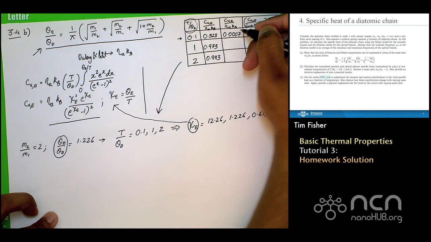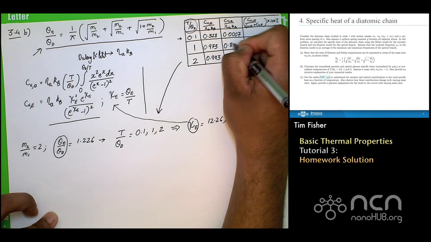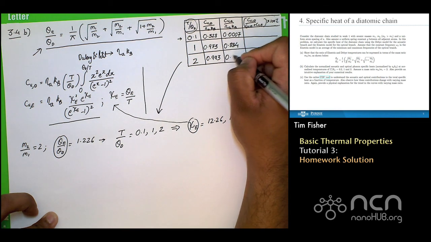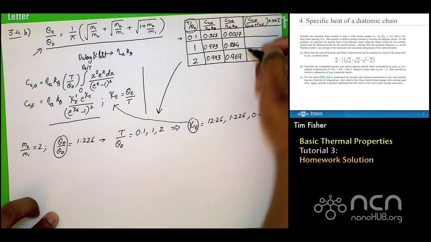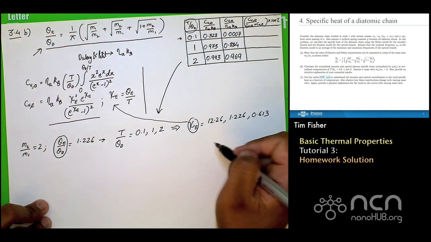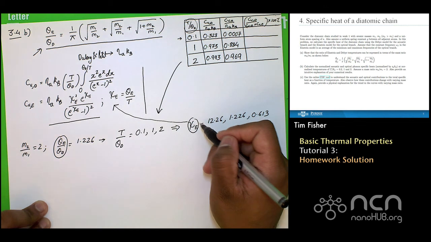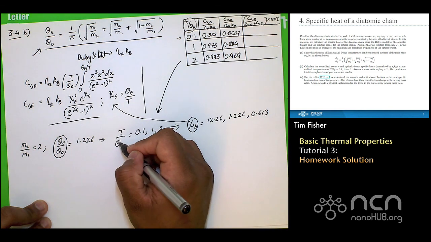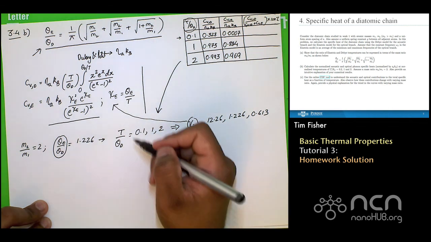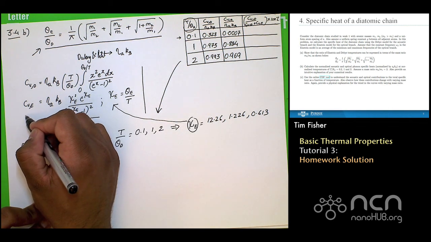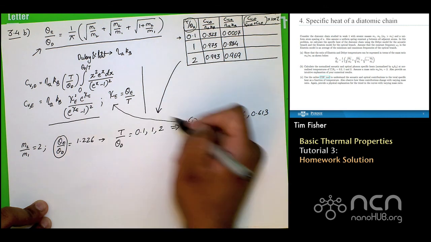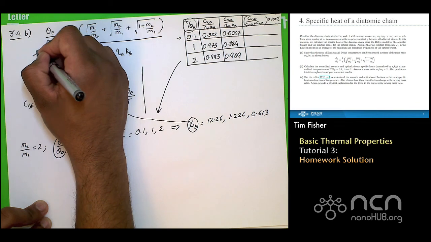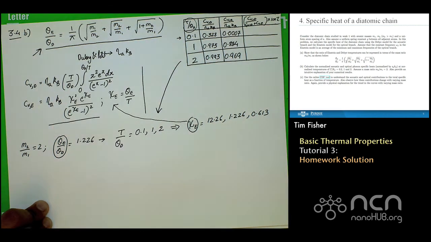0.0007, 0.884 and 0.969. So the subtlety here, which is really important to point out, is that we are calculating specific heat at temperatures which are normalized by the Debye temperature, but for calculating the Einstein specific heat, we need to use theta E by T instead of T by theta D, and that is where we are going to use the expression which we derived in part A of the problem.